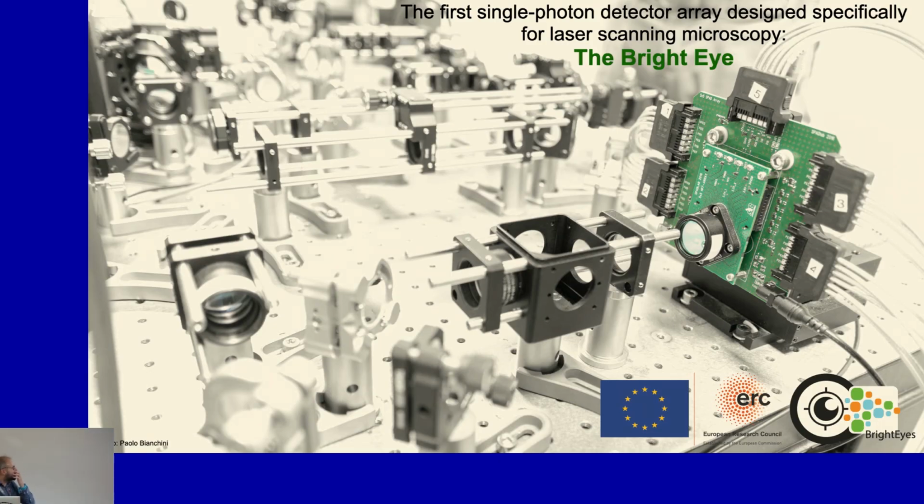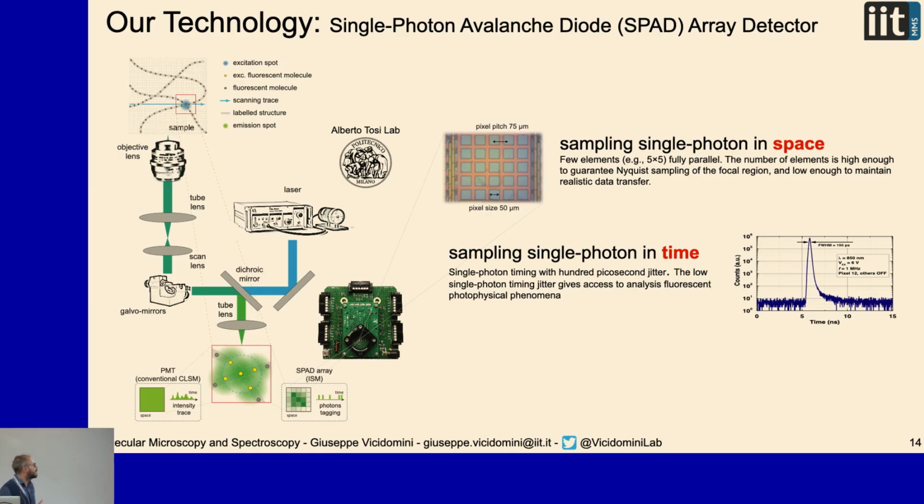So what we thought was, okay, we would like to solve this problem. How can we solve it? Unfortunately, as a lab, we are experts in microscopy, but we were not experts in detectors. So we approached the Polytechnic of Milan, and we sat together to design the perfect detector that can solve this limitation. In particular, we designed the first single photon detector array, designed specifically to solve this limitation that I hope I convinced you exists in a conventional laser scanning microscope.